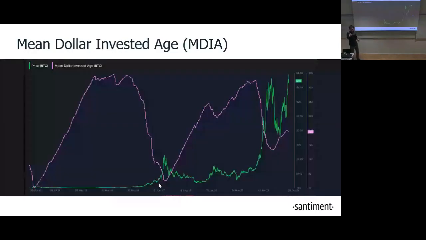So all right. I have a question. Yes, please. Is this a lagging indicator or can it be used in real time for an informed decision? So, one second.